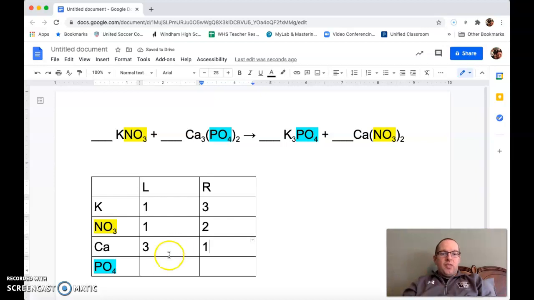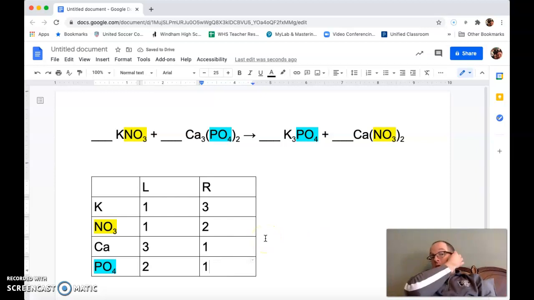And now, finally, we're going to count the number of PO4s, the number of phosphate ions. So we can see over here that we have 2 phosphate ions because we have the PO4 in parentheses and we have a 2 on the outside. Over here, we have just one of that group of atoms, just 1 phosphate ion because it's not in parentheses and we don't have a subscript. So we have 2 on the left and 1 on the right.